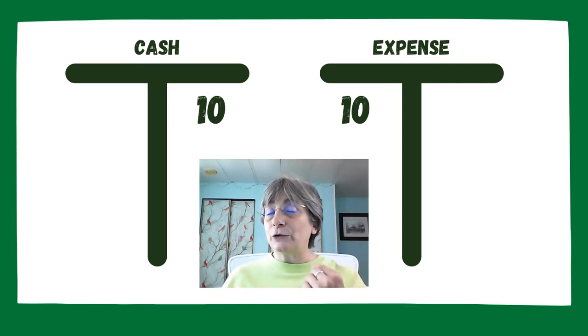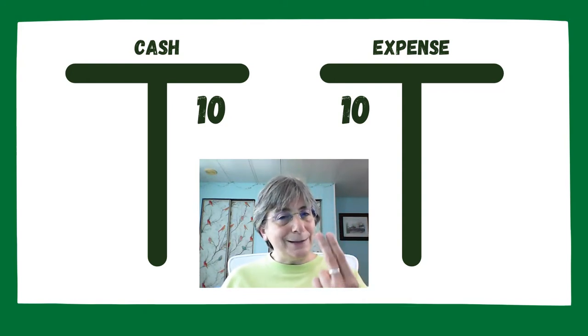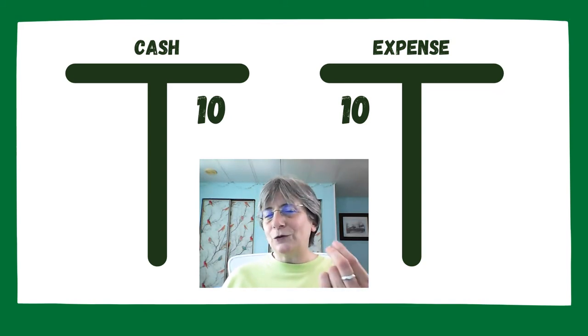So let's talk about those two accounts. We have an asset and we have an expense. Those have normal debit balances, so they increase on the debit side and decrease on the credit side.